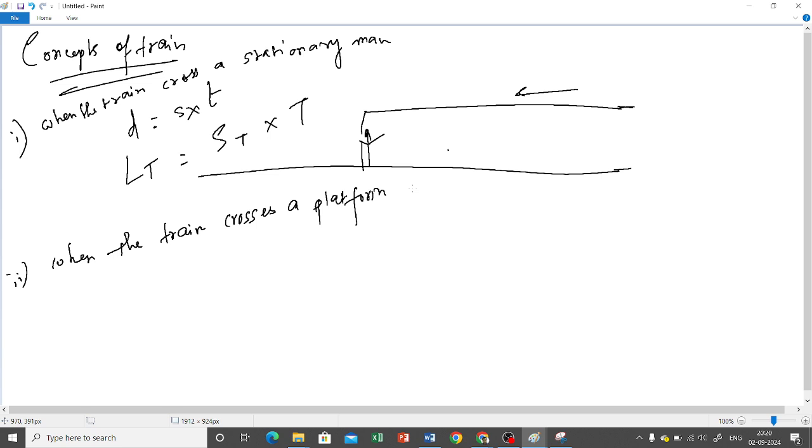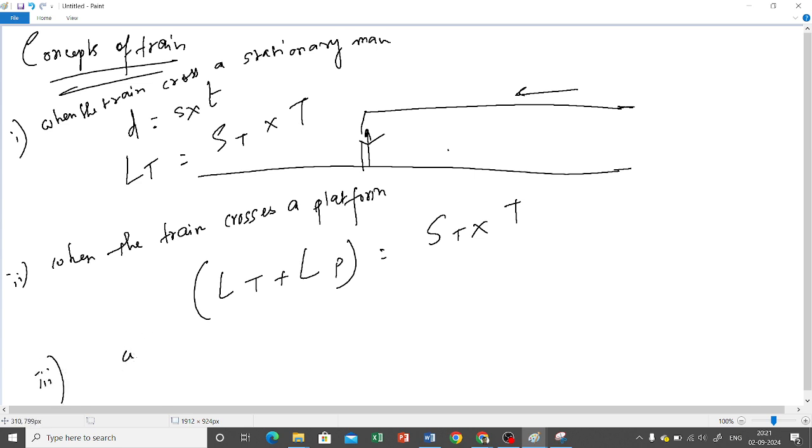Now see, the platform is not a point object, or a lengthless object. It is a lengthy object. The platform has its own length. So what is the time taken in this case? It is the length of the train plus length of the platform, into speed of the train into time. Because in this case, the train's length is included as well as the length of the platform. So LT plus LP is equals to ST into T.